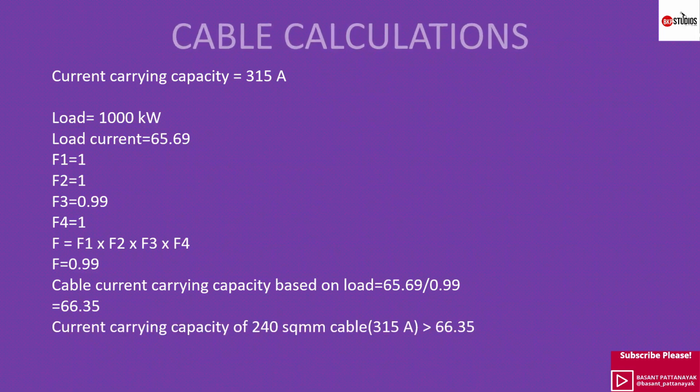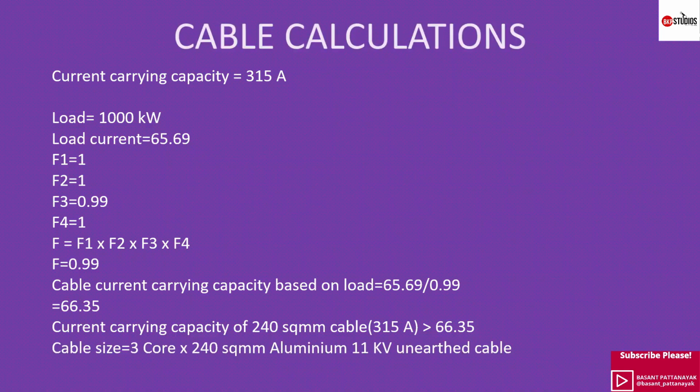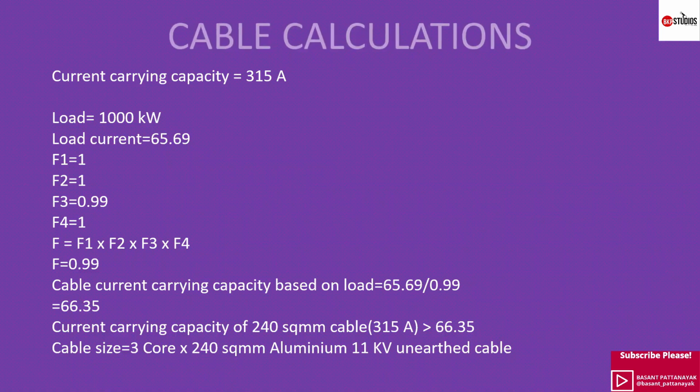So we know the current carrying capacity of the 240 square mm cable is 315 ampere, which is much greater than load current divided by correction factor, that is 66.35. In that scenario, our selection is ideal. So we need a minimum 3-core 240 square mm aluminium 11 kV unearthed cable. In this scenario, load current divided by correction factor equals 66.35.